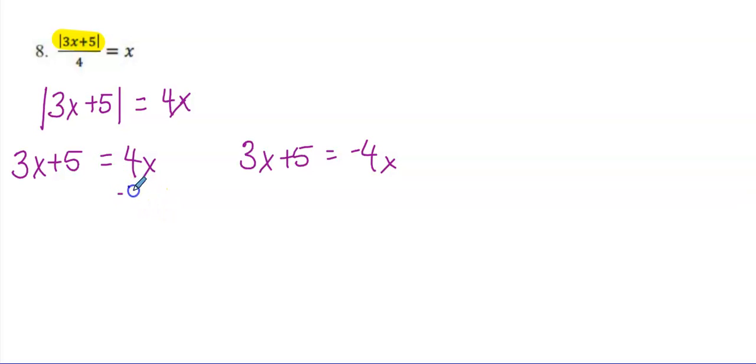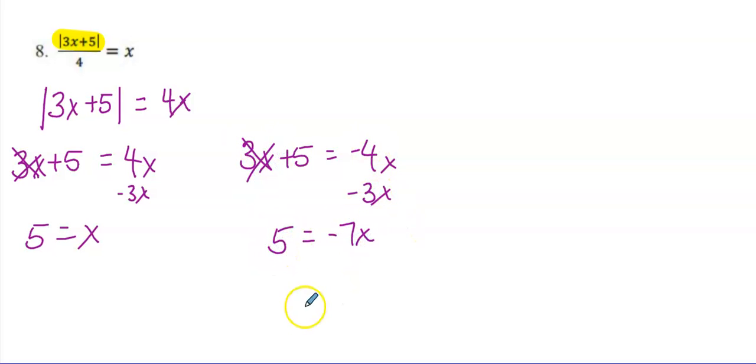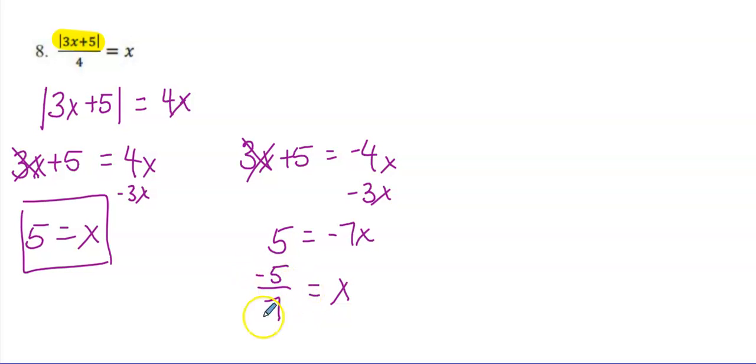I'm going to subtract 3x on both sides. 5 equals, that's 1x. So 5 equals x. Subtract 3x here. 5 equals -7x, divided by -7. Okay, so only one of these works, this one. When you go to check it, if we were to check this one, we would find out that it would not work. It would not check out. So this is the solution to that one.